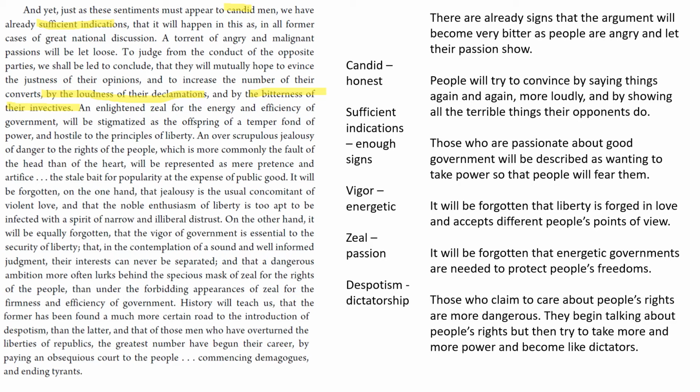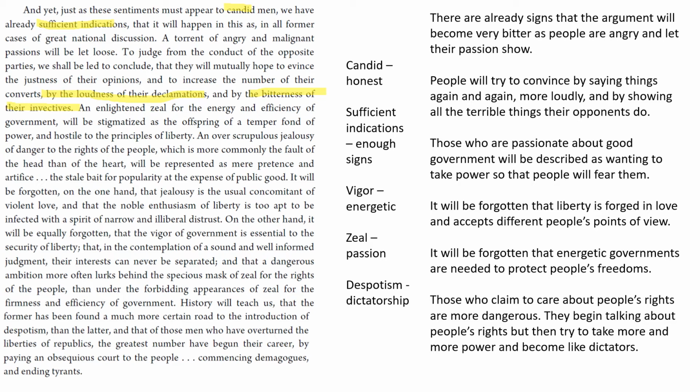It will be forgotten on the one hand that jealousy is the usual concomitant of violent love, so it goes together with violent love, and that the noble enthusiasm of liberty is too apt to be infected with a spirit of narrow and illiberal distrust. So liberty should mean that you accept people that have different views to you. Jealousy, where you cannot see the good in the other side, is normally violent.